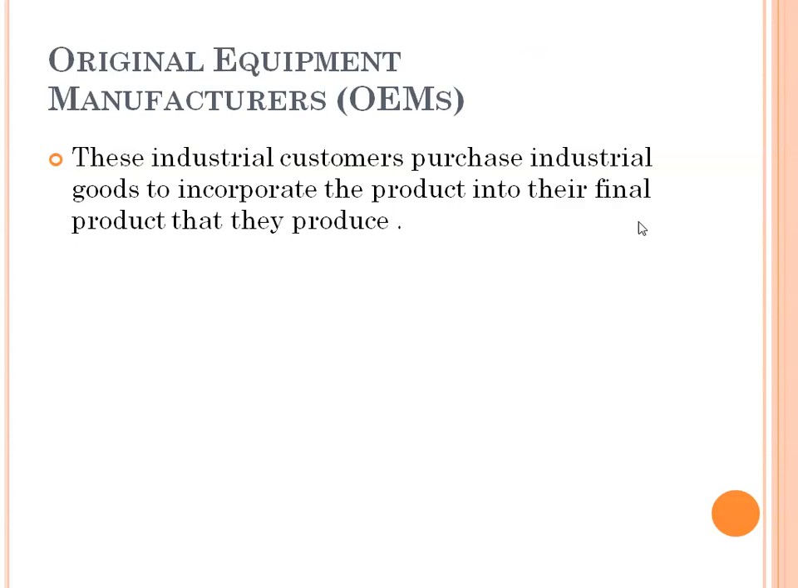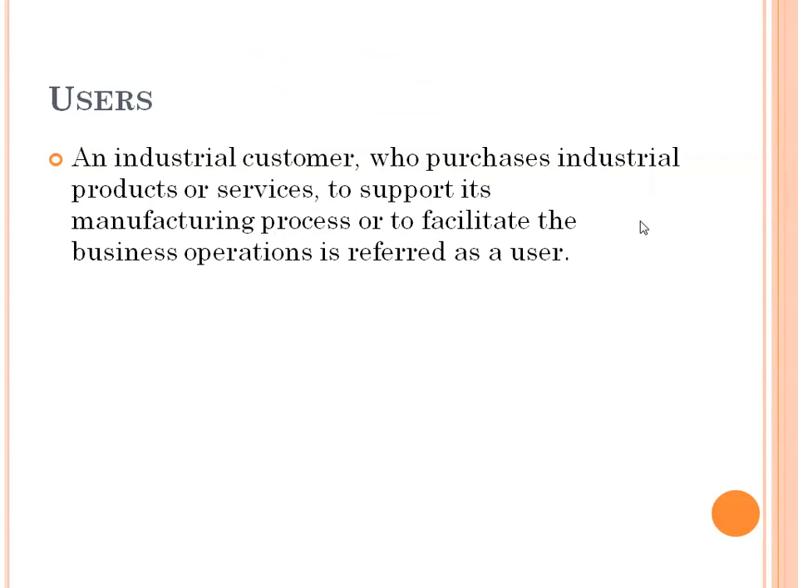Next are OEMs, original equipment manufacturers. These industrial customers purchase industrial goods to incorporate the product into the final product they produce. For instance, a tire manufacturer, say MRF, sells tires to a truck manufacturing company, say Telco. Under such circumstances, the truck manufacturer is referred to as an OEM. Thus, the product of the industrial marketer, that is MRF, becomes part of another firm's final product, say Telco in this particular case. Then, what are users?